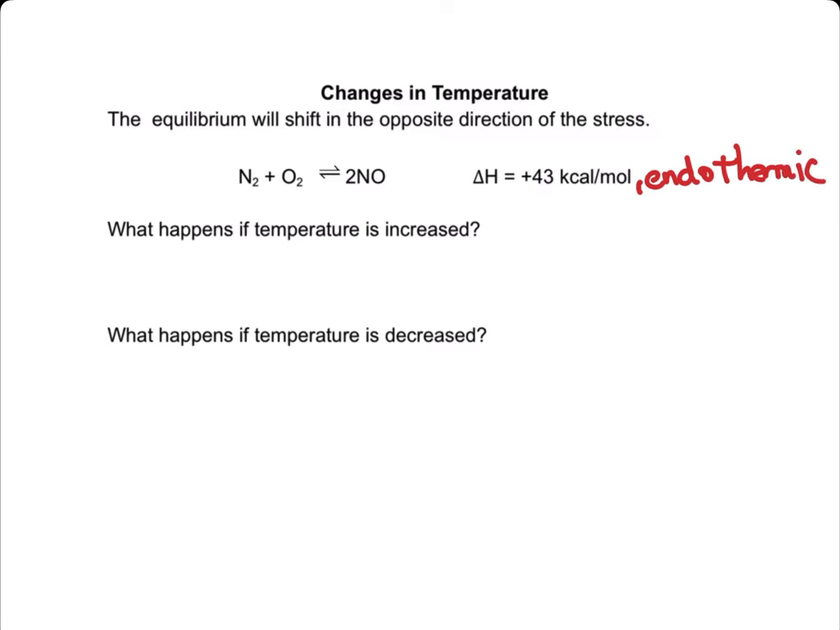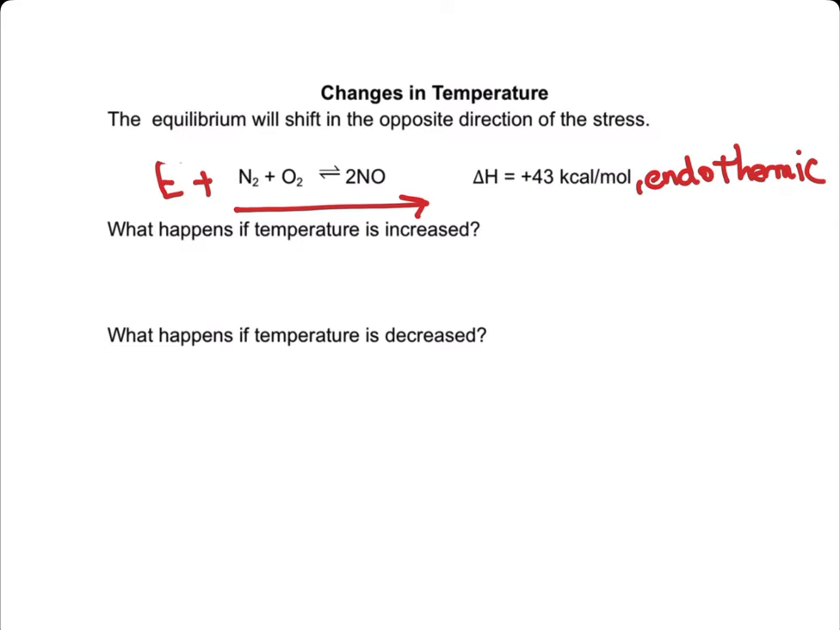And endothermic reactions means that there is energy on the reactants. Okay, now I can take a look at the factors and try to examine what happens. It's asking what happens if temperature is increased. If temperature is on my left, that means the reaction will go towards the right.